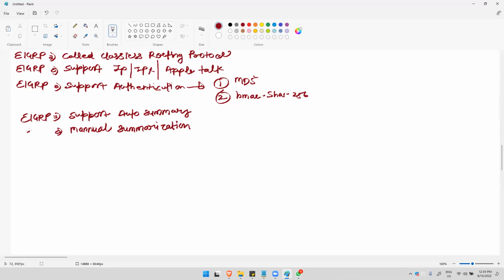One more thing we discuss about EIGRP. EIGRP supports maximum paths. Maximum means best routes installed. How many by default? 4.